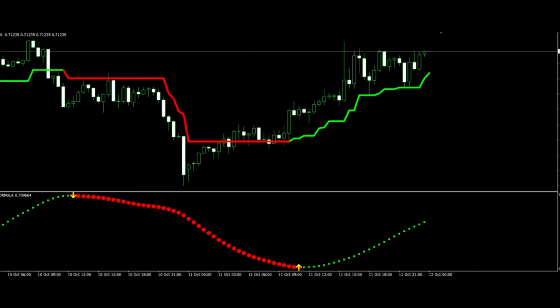And when you use this indicator, practice on a demo account in the beginning. After that you use this indicator in a real account.